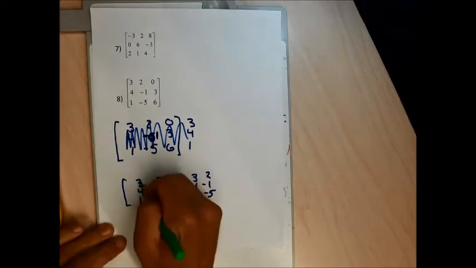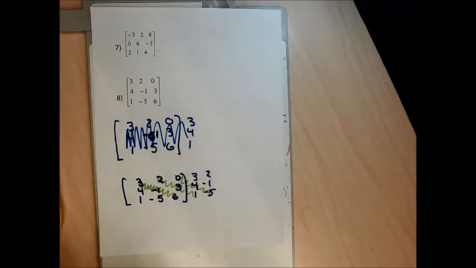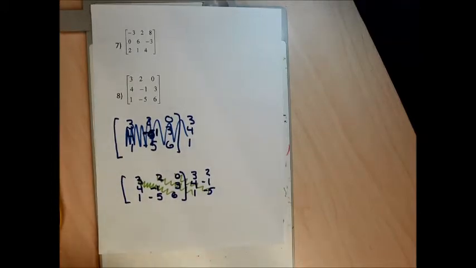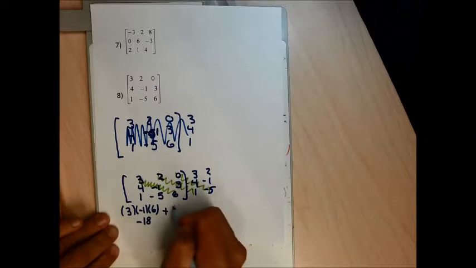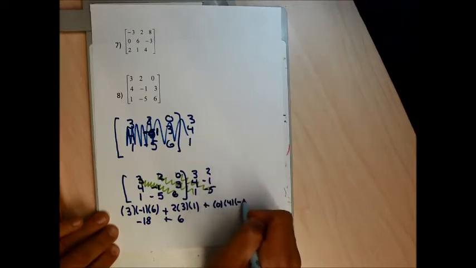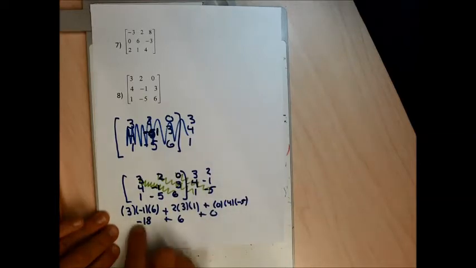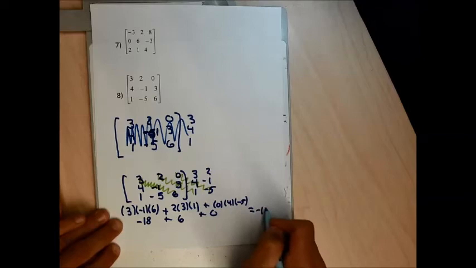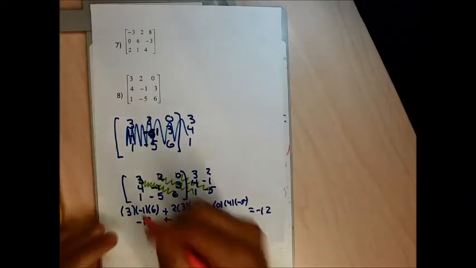So now I'm going to do 3 multiplications down. My down multiplications are going to be 3 times negative 1 times 6, which is negative 18, and 2 times 3 times 1, which is positive 6, and 0 times 4 times negative 5, which is 0. These all are going to combine. Negative 18 plus 6 plus 0 is negative 12. And now I'm going to go to my 3 up multiplications.